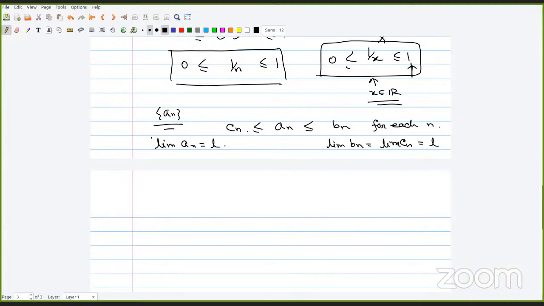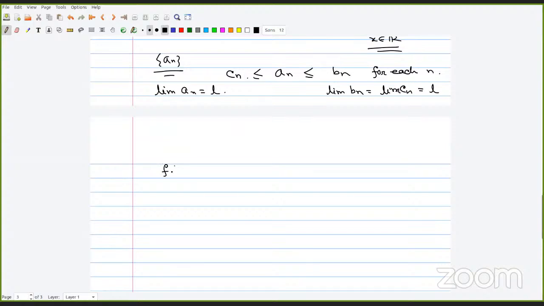Can you tell me the problem? Yeah, f of t is equal to t square sine of 1 by t, plus b, where b is a constant, if t is not equal to 0. And the function f(t) is d if t is equal to 0.